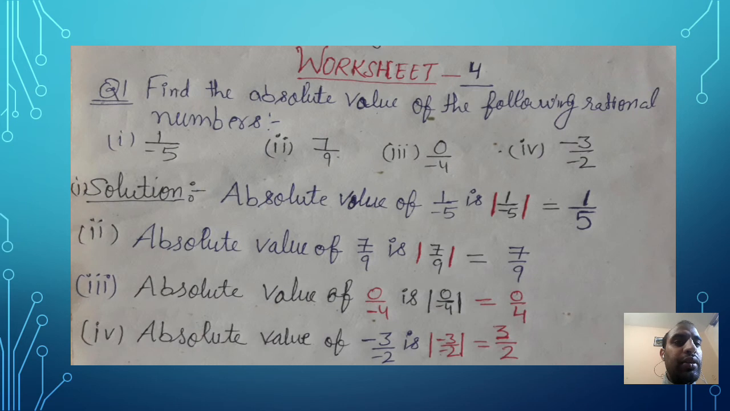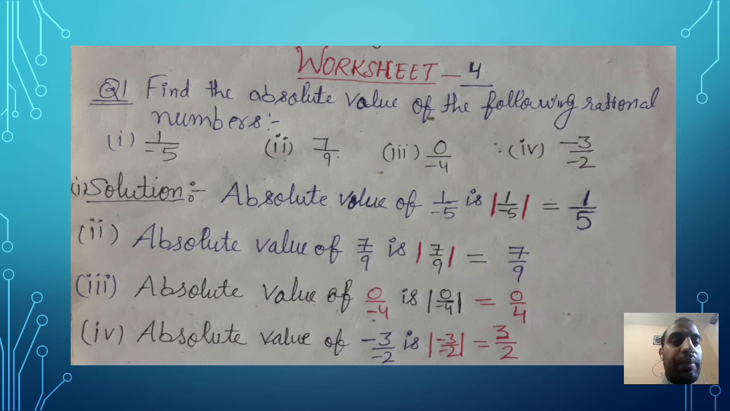So let's take your worksheet number 4. Find the absolute value of the following rational numbers. First is 1 upon -5, second is 7 upon 9, third is 0 upon -4, and fourth part is -3 upon -2. You can see here, my dear students, some rational numbers are positive and some are negative. But while we are calculating absolute value, the answer is always positive.